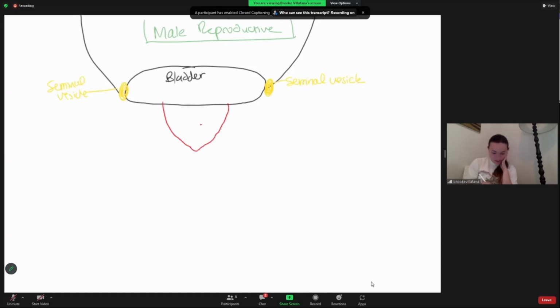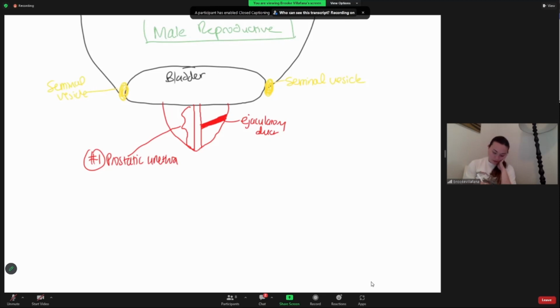Remember, it has the ejaculatory duct here. And then it has prostatic urethra. So here is ejaculatory duct. This section here would be the number 1 prostatic urethra, okay? And then that will continue. See, maybe I should do blue for urethra parts. Okay, there's prostatic urethra.